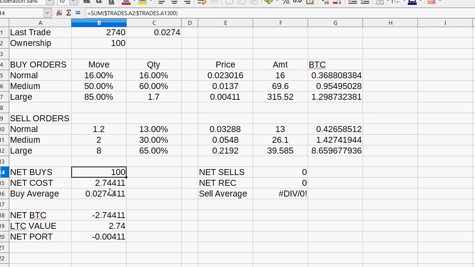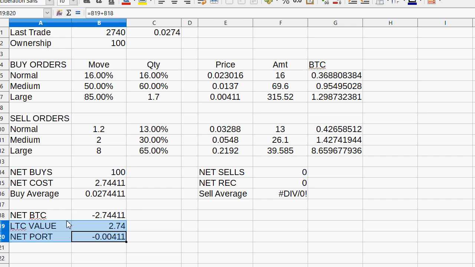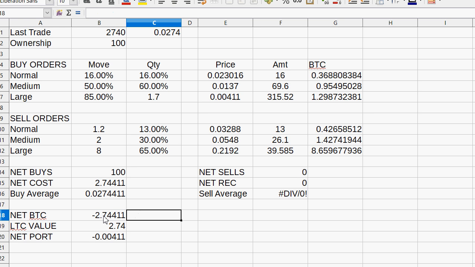Net buys, how much it's going to cost, and what the buy average would be. And then the net sells, of course, there hasn't been a sell yet. This will change once they come into place. And then how well the portfolio is doing. So I would find out how much of my net Bitcoins I would be in or out.